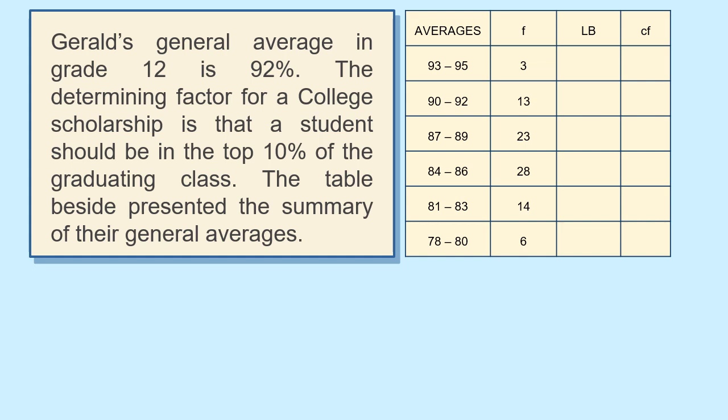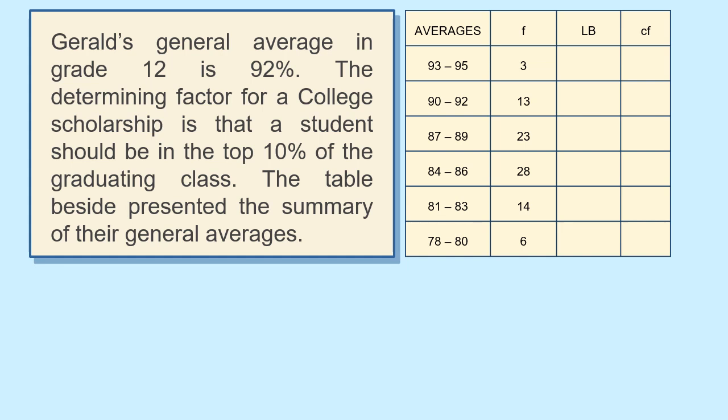The problem is, Gerald's general average in grade 12 is 92%. The determining factor for a college scholarship is that a student should be in the top 10% of the graduating class. The table beside presented the summary of their general averages.